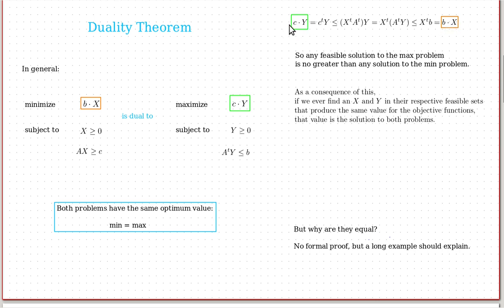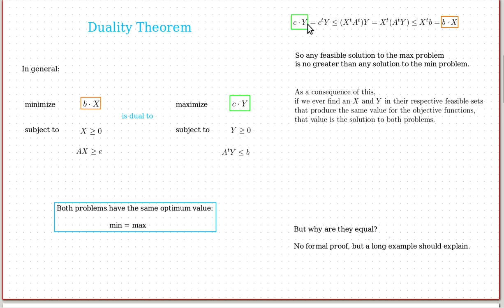So this verifies that any solution to the second problem, even if it's not optimal, even if it's not maximal, is always less than or equal to any solution to the first problem, even if it's not optimal, right? So any feasible solution, meaning it satisfies the constraints but may not be optimal. Any feasible solution to the max problem is no greater than any feasible solution to the min problem, right? This is good to know.